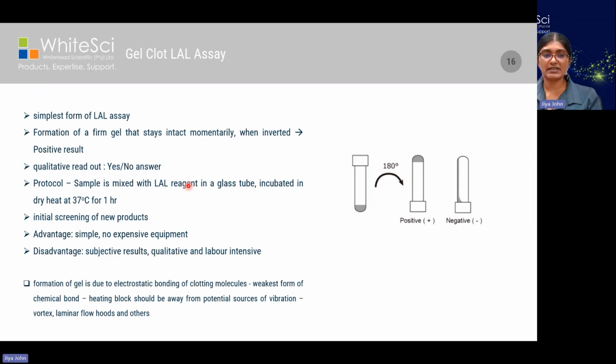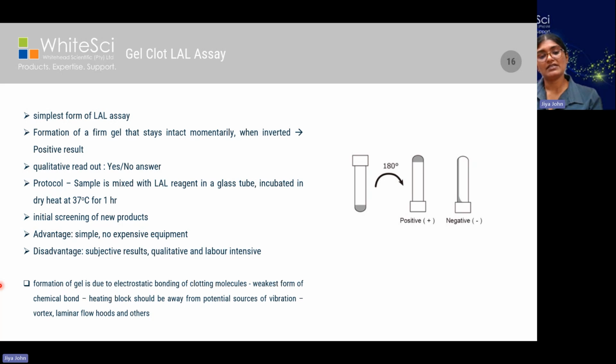But the experimental setup is very easy. You have your sample, you mix it with your LAL reagent, the lysate, in a glass test tube, and incubate it in a dry heat bath at 37 degrees for 1 hour. Gel clot is something that would help you when you are doing some initial screening for new products. The advantage of this assay is that it's simple and you do not require expensive equipment.